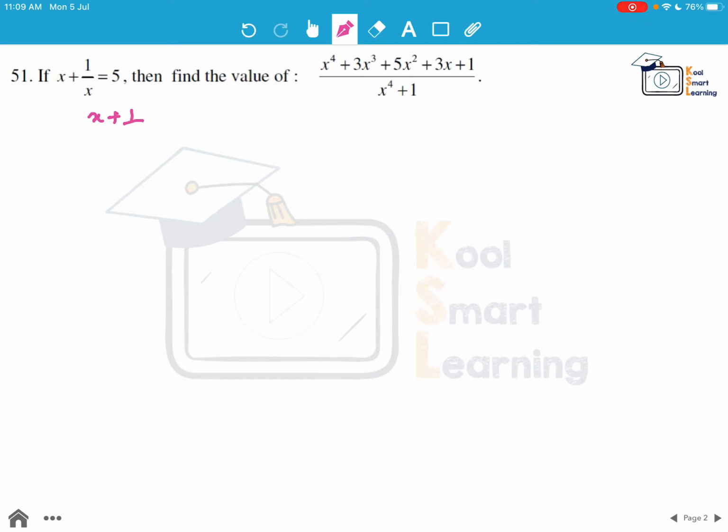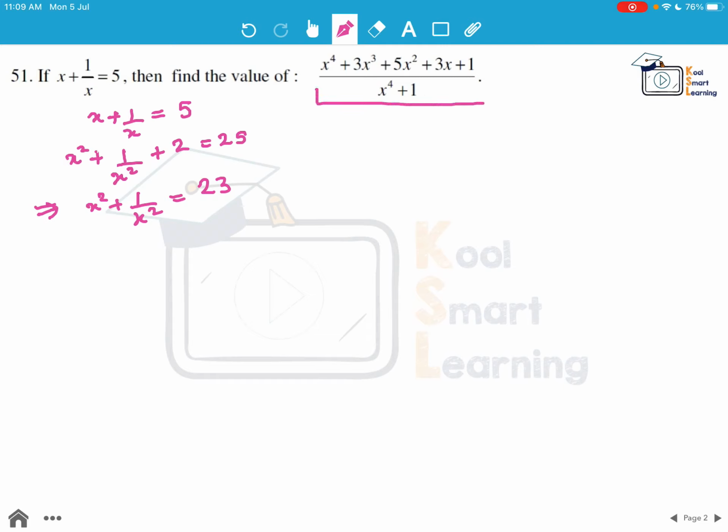So now, this is given to us. We take the square of this. So it becomes x square plus 1 by x square plus 2 is equal to 25, which implies x square plus 1 by x square is equal to 23.